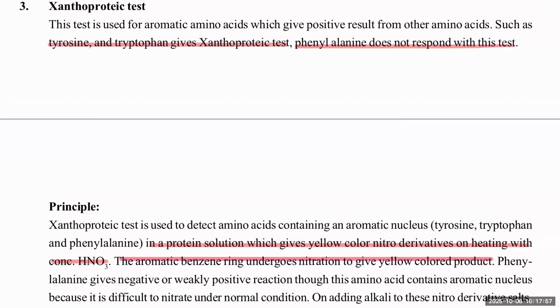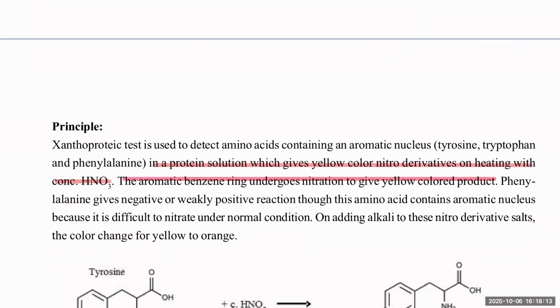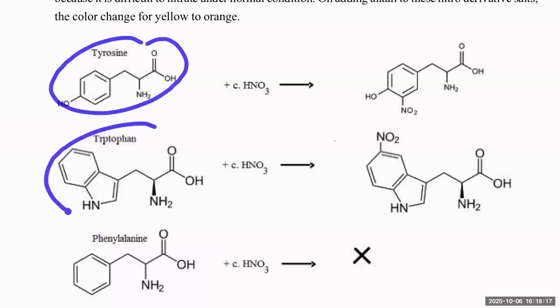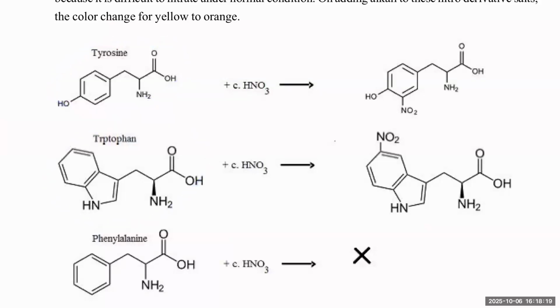Xanthoproteic test. This test specifically gives a positive result for tyrosine and tryptophan. Tyrosine, then tryptophan, and in fact phenylalanine will also give the test, but it responds very weakly. What does that mean? This is tyrosine. This is tryptophan. Have you noticed in both of them, the ring is activated. The benzene ring is activated.